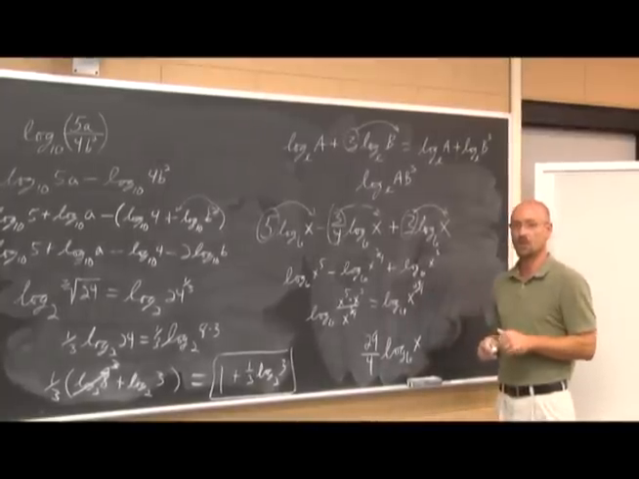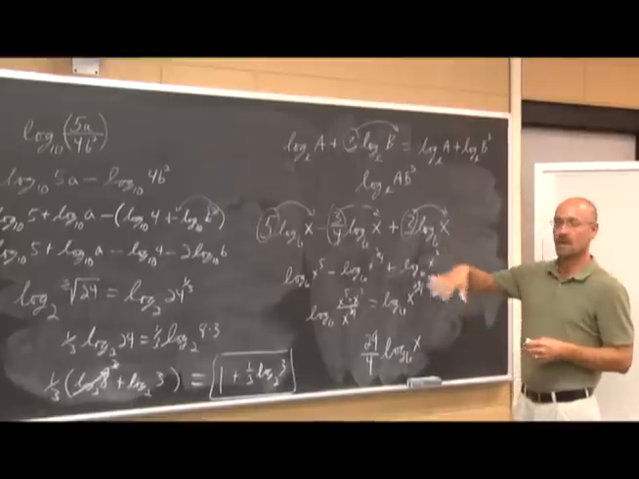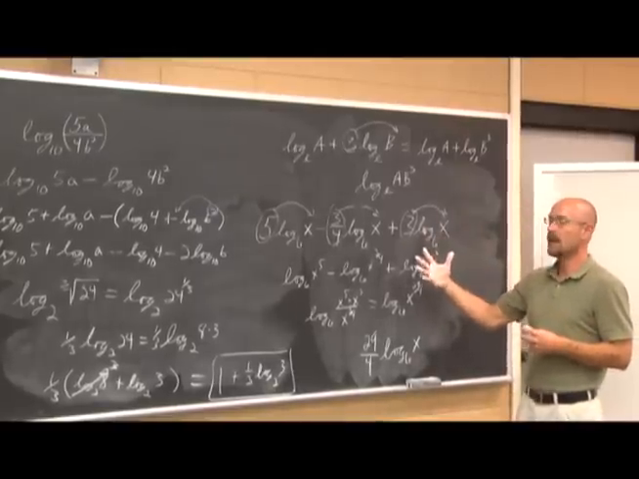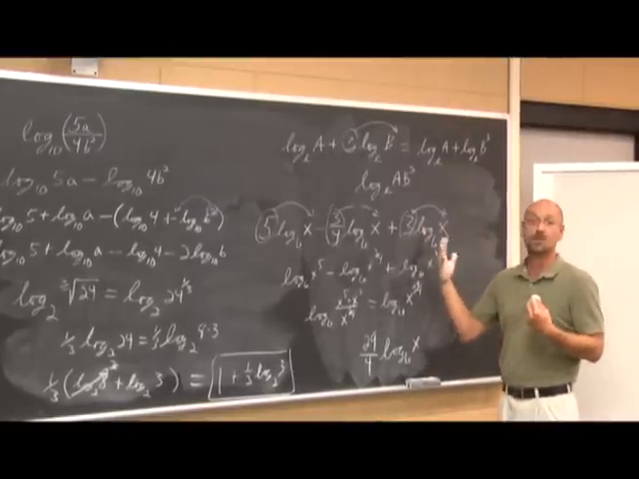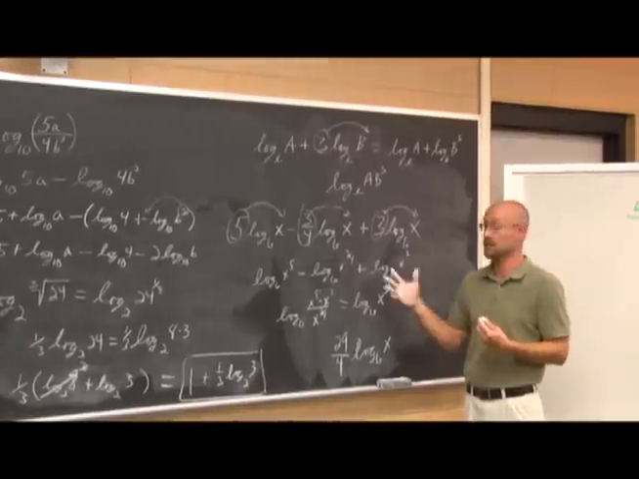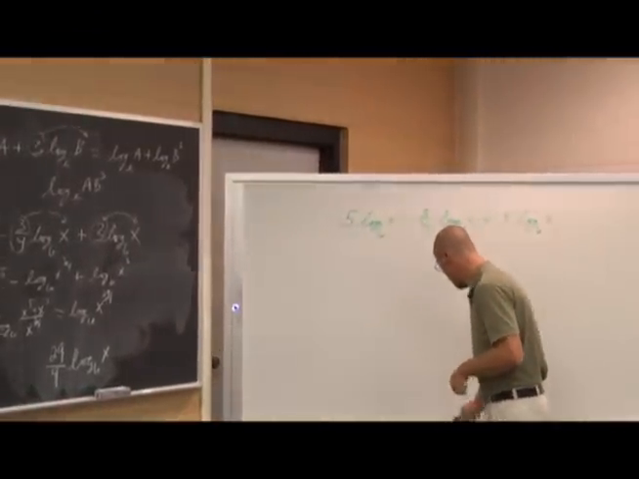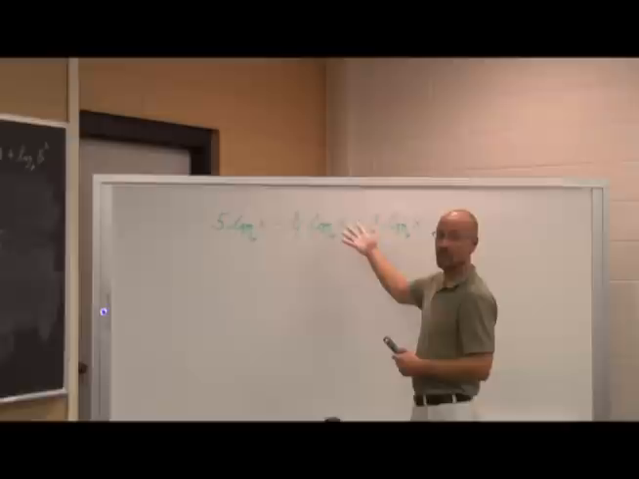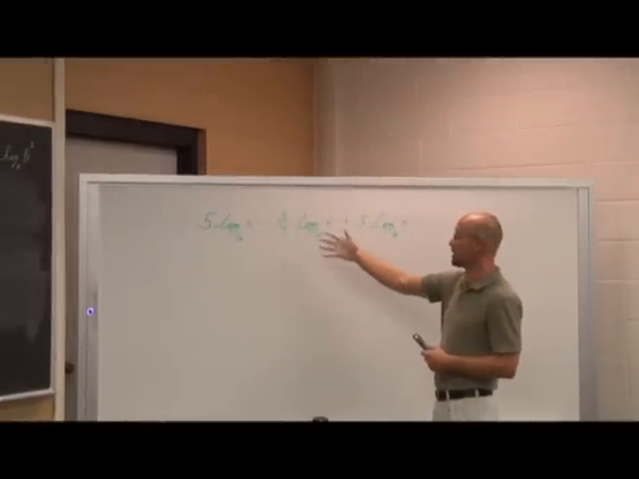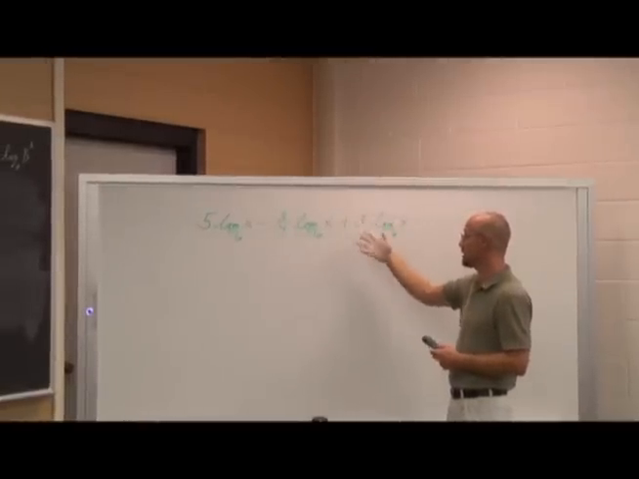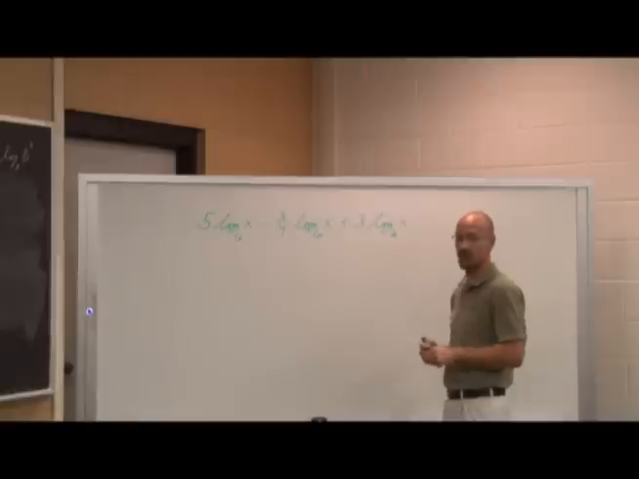Now I'm going to show you the easy way, and it's a way you already know, but sometimes we get lost in the work and we miss some things that should be obvious or could be obvious, and I totally understand why it would happen. But let's take a look at what we have here. Here I have the same problem. 5 log base 6 of x minus 3/4 log base 6 of x plus 3 log base 6 of x.